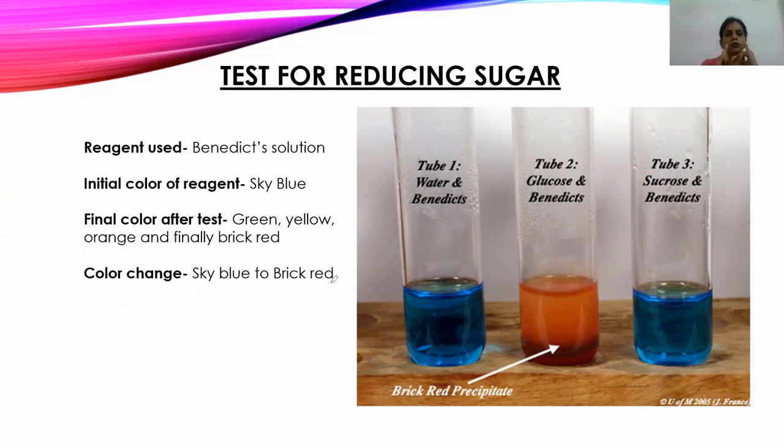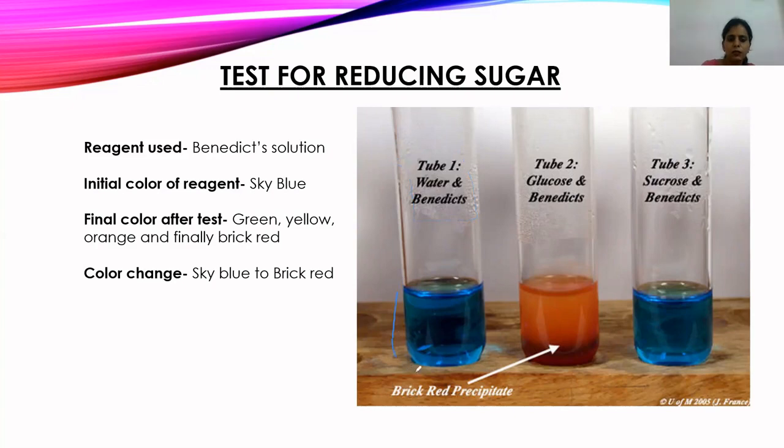So the reagent used here is Benedict solution. Initial color is blue. The final color can be green, yellow, orange, and finally brick red. And the color change is always blue to brick red. Now look at the picture here, very interesting and very important. In tube 1, they have added water and Benedict solution. So they have taken plain water, and in that they have added Benedict solution.